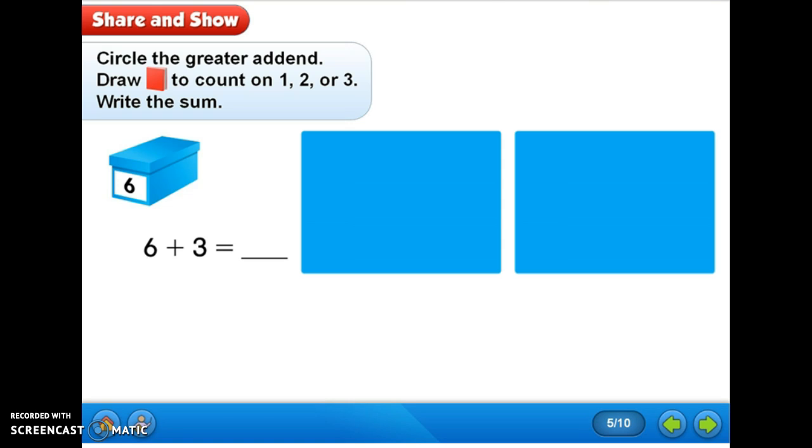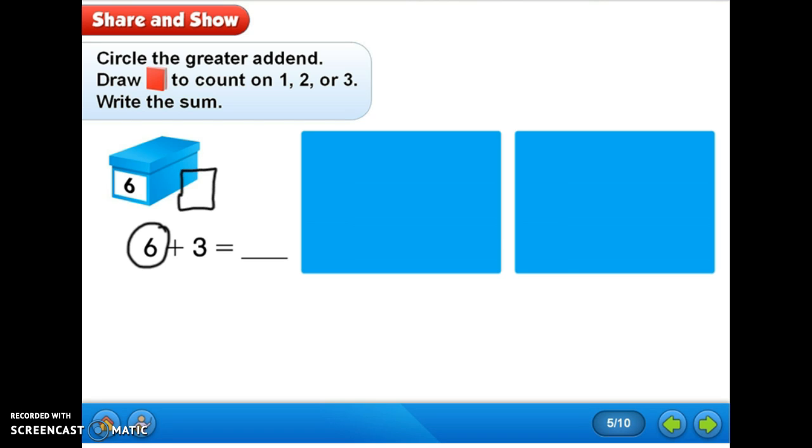Okay, this is number 2 in your workbook. It says 6 plus 3. The first thing we're going to do is circle the greater addend. So circle your number 6, because it is the greater addend, the bigger number. And we're going to draw boxes next to our number to count on. So 6 plus 3. I need to draw 3 more boxes.